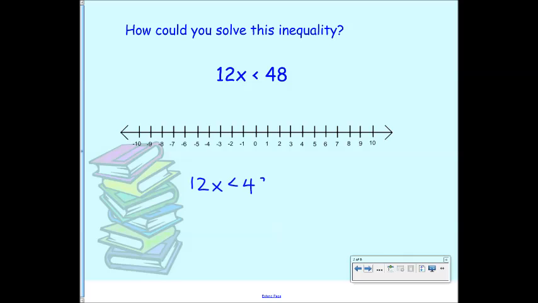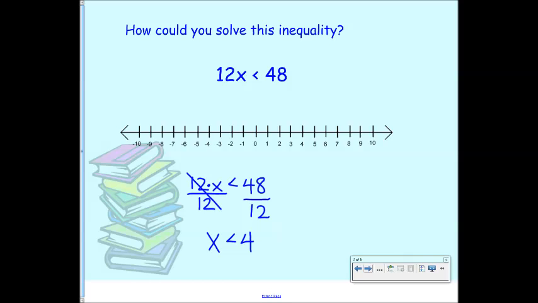I still want to isolate my x, which means I'm going to divide by 12. Because there's no symbol here, I assume it's multiplication. So to undo or eliminate multiplication, I divide. If I divide by 12 on one side, I do it on the other. And I end up with x is less than 4, because 48 divided by 12 is 4.